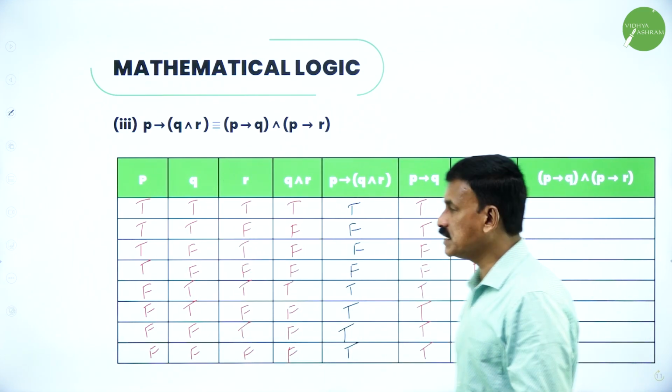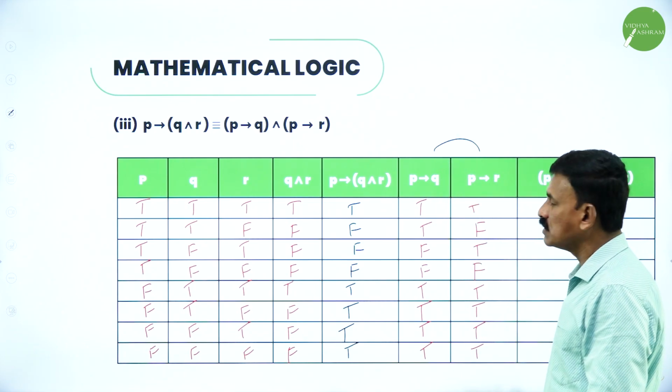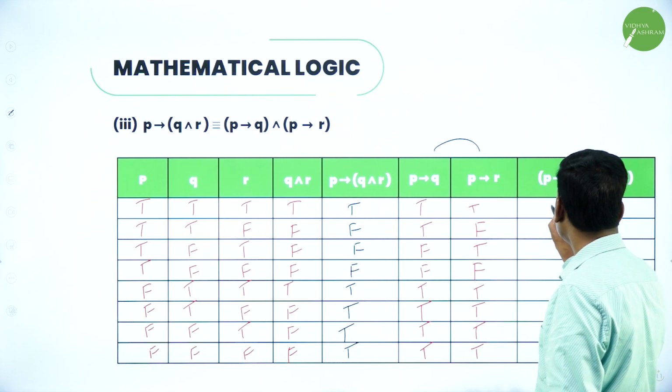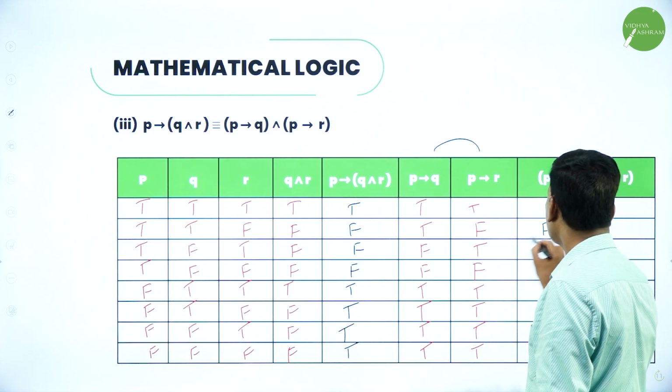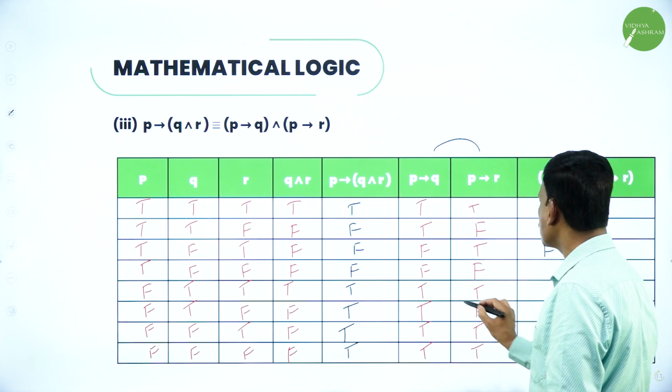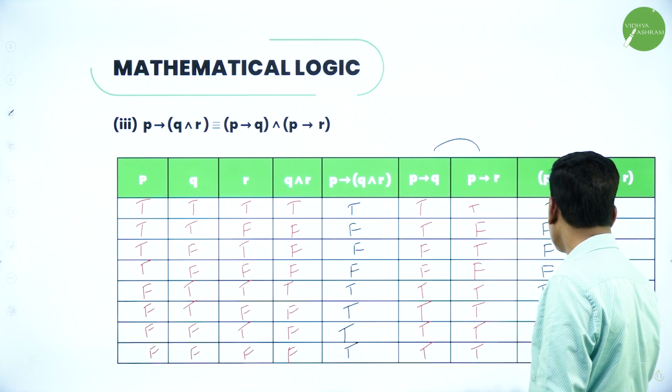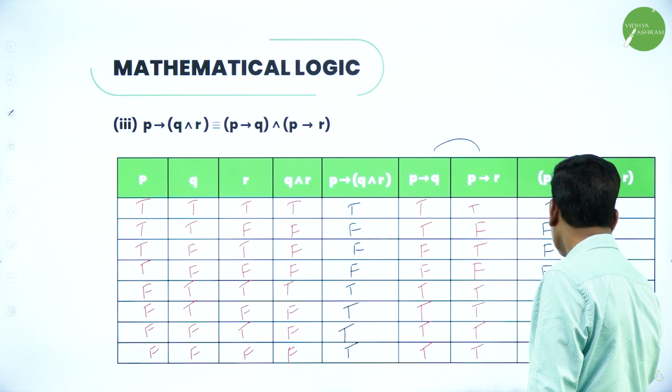Now, if you write the conjunction for these two, conjunction means true and true is true, in all other cases it is false. True and true is true, true and false is false, false and true is false, false and false is false, then true and true is true, and so on.